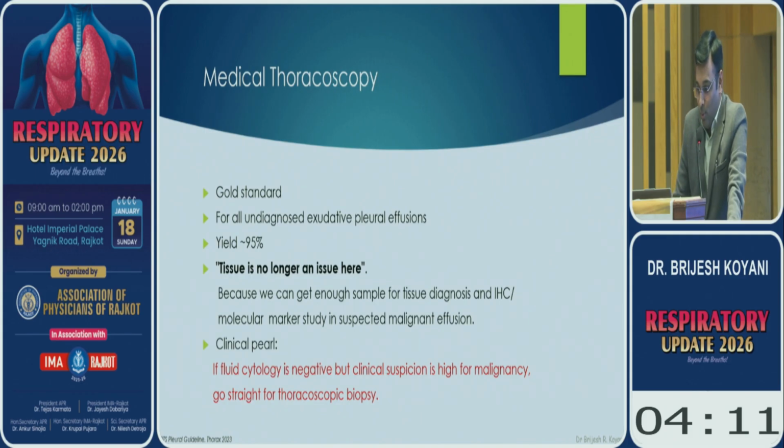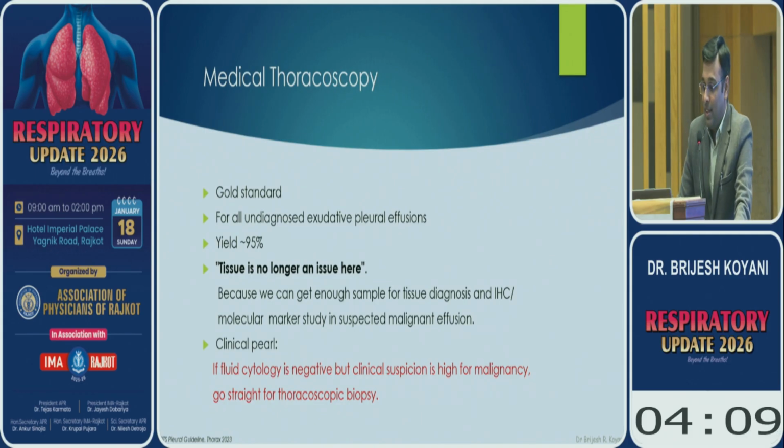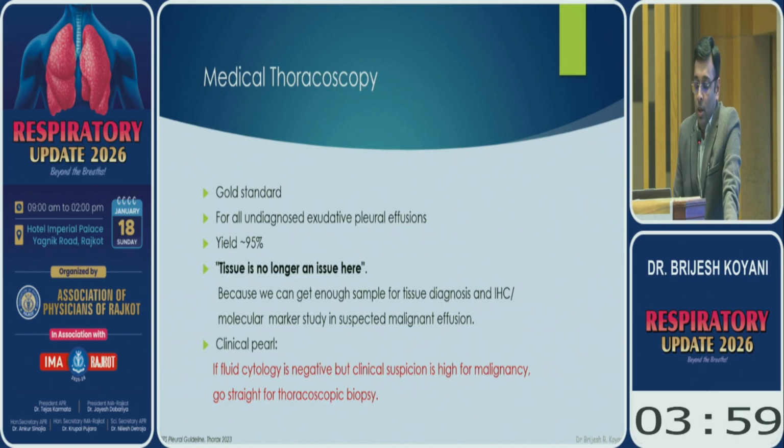Medical thoracoscopy. I can't talk more about it in a single slide. Maybe Neeraj Bhai will talk more about thoracoscopy and the pleura in the next session. It's a gold standard test for undiagnosed exudative pleural effusion. The yield is 95%. Tissue is no longer an issue in thoracoscopy because we can get enough tissue sample for diagnosis and for IHC or molecular marker study in suspected malignant effusion.